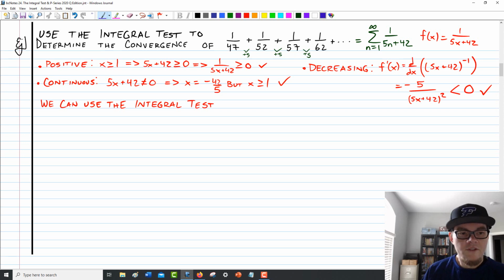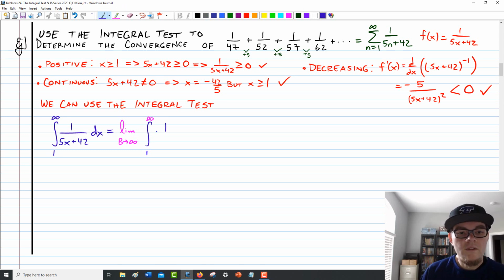So now, having said that, let's actually start to dig in. So we want to look at the integral from 1 to infinity of 1 over 5x plus 42 dx. So of course this is an improper integral. So just like I did on the previous page, I'm going to rewrite it as the limit as b goes to infinity of the integral from 1 to that value b. Hopefully that's not going to be a problem.